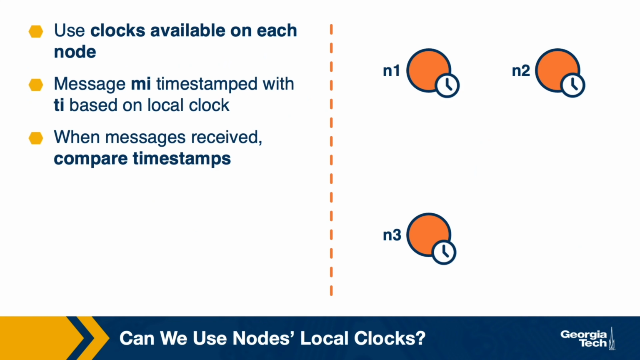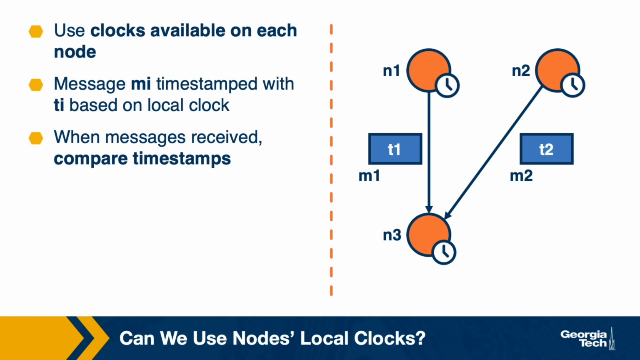If we have clocks tracking time at each node, nodes can timestamp their messages with their local clock. When another node receives these messages, their timestamps can be checked, and the messages can be ordered based on their timestamps. So even if there are message delays, N3 can compare T1 and T2 and know that M1 needs to be before M2.